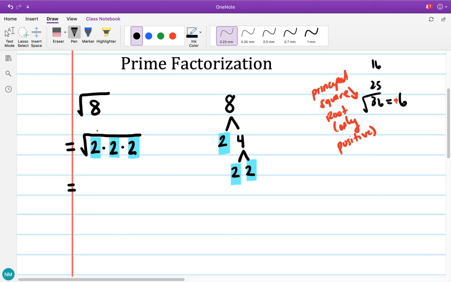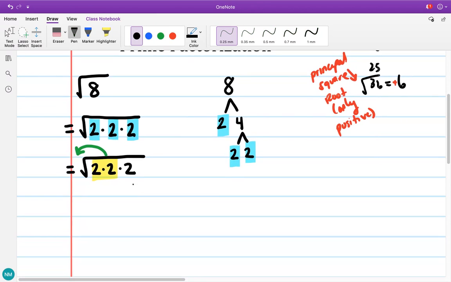2 and 2 want to get out of jail together. So these two numbers right here, I'm going to rewrite this just for color's sake: 2 times 2 times 2. These two numbers right here are going to get out of jail. They're going to escape jail together, and they're going to escape jail as one. They share an identity now.